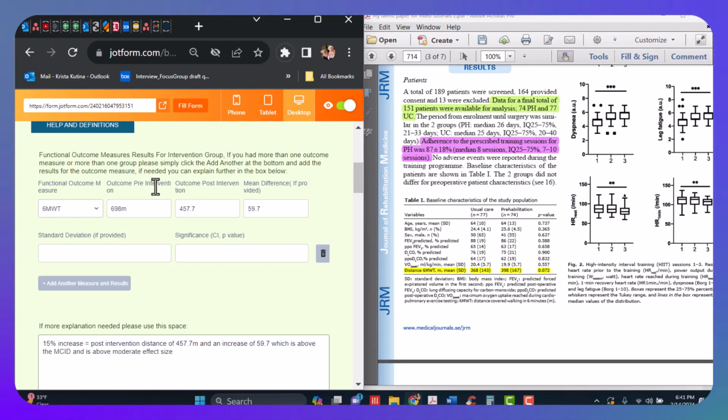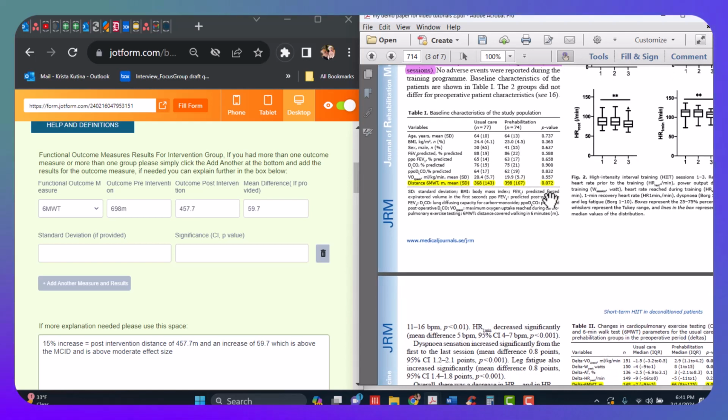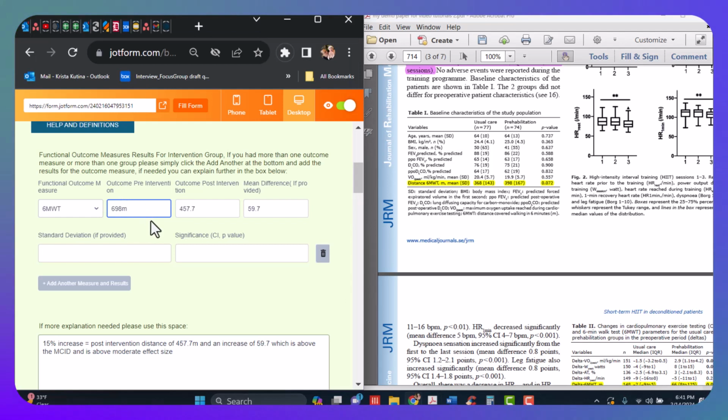So was there a pre-intervention outcome? I went into the baseline demographics here where they do have the mean for the usual care group and the prehab group in meters. So I put that number here. I actually have to correct that. It's not 698, it's 398.